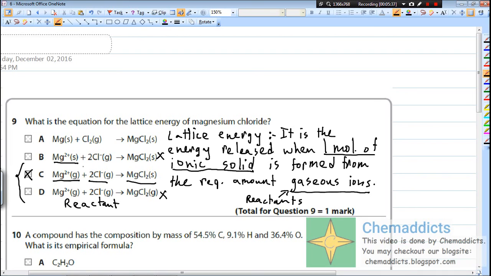In C we can see that this magnesium ion is gas and this chloride ion is also gas. These gaseous ions join together to form 1 mole of ionic solid, which is magnesium chloride. So C is the valid answer. Once again, if we look at D, the product that is formed is gaseous, so D does not fulfill the criteria of the definition. So C should be the answer.